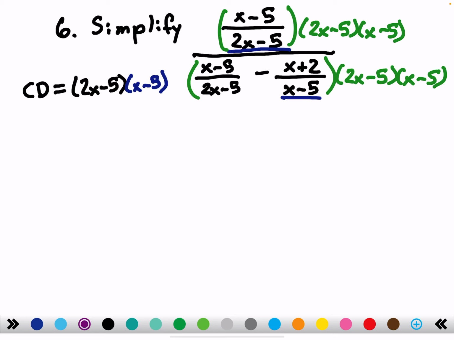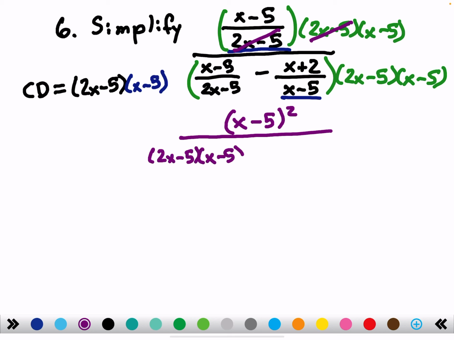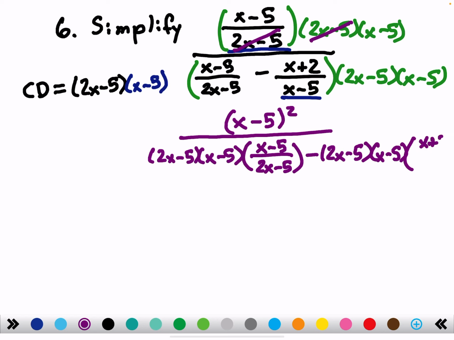Now let's simplify. Well, in the numerator, the 2x minus 5s will cancel, and that just leaves x minus 5 times x minus 5, which is just x minus 5 quantity squared. Now in the denominator, let's write this out with the distributive property so we can clearly see what cancels. A good way to avoid making a mistake is just to write it. I know it's a lot to write, but just write it all out completely, and you clearly see what cancels, and we avoid making a cancellation mistake or a copy mistake.